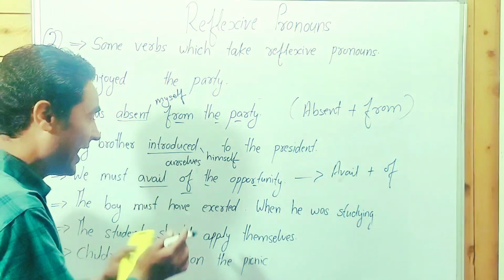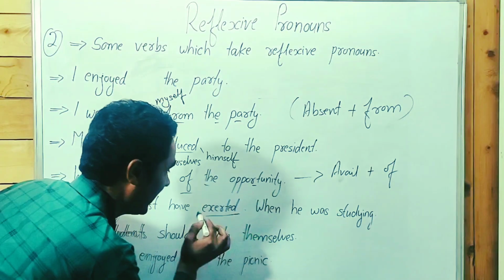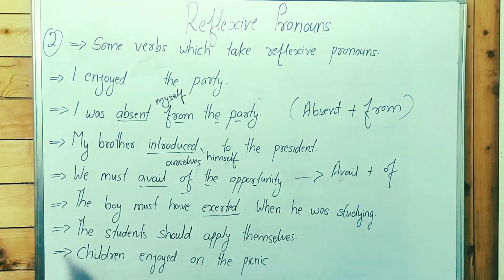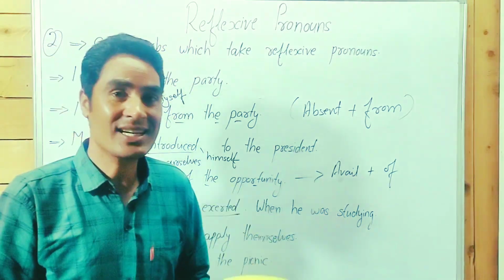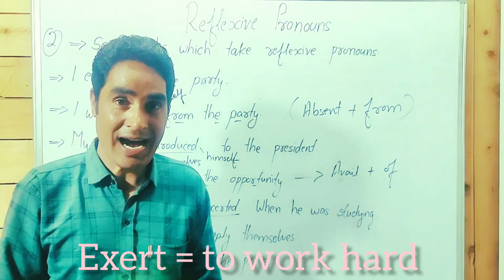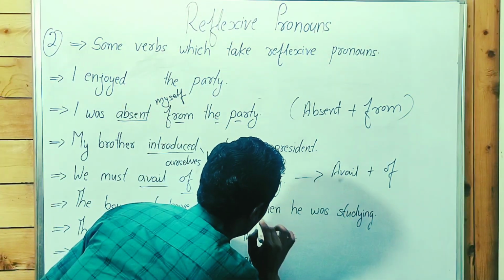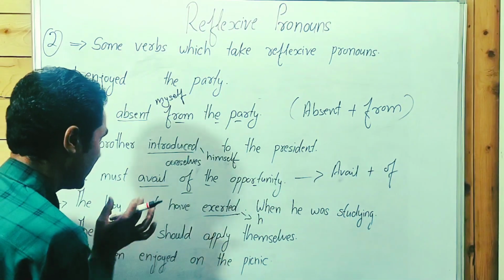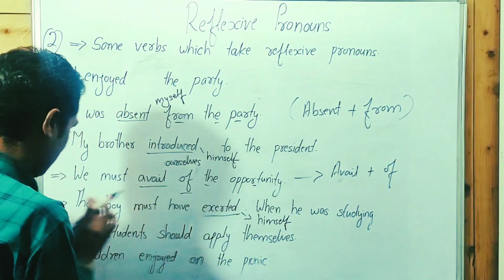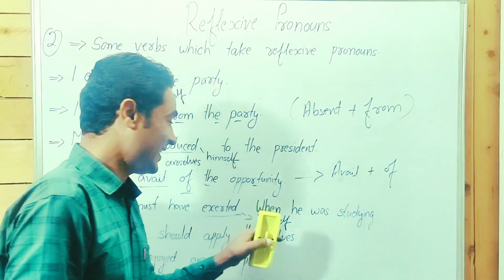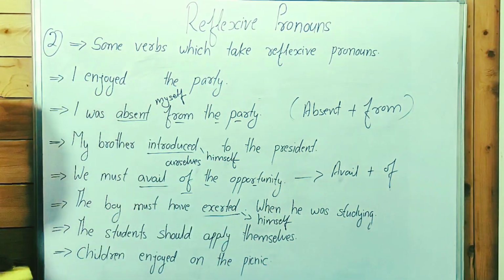"The boy must have exert when he was studying." Guys, point to note it here, exert means exerted. I'm so sorry. "The boy must have exerted when he was studying." Exerted. Exert means to work hard, so it's also a transitive verb. He is masculine gender. In this case, we use himself. "The boy must have exerted himself when he was studying." He worked hard. Exert means to work hard.